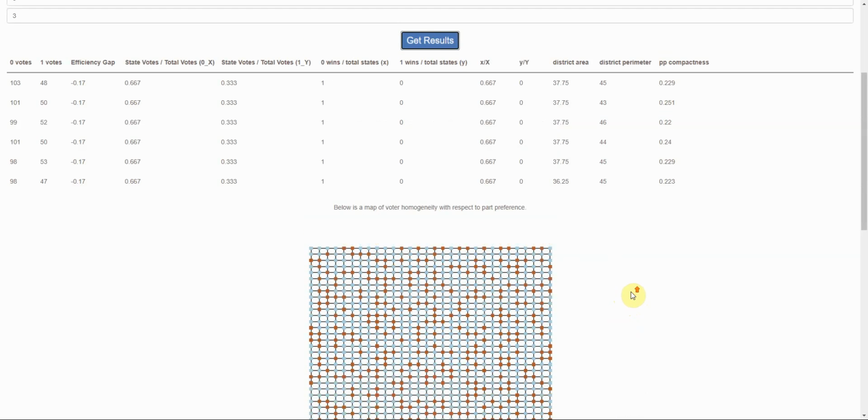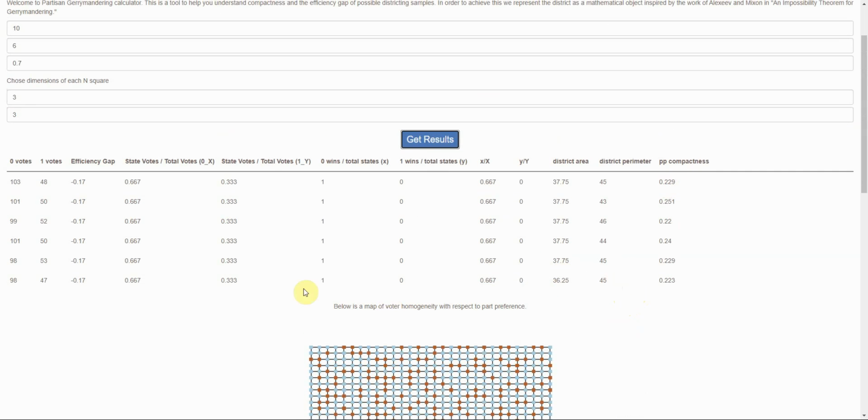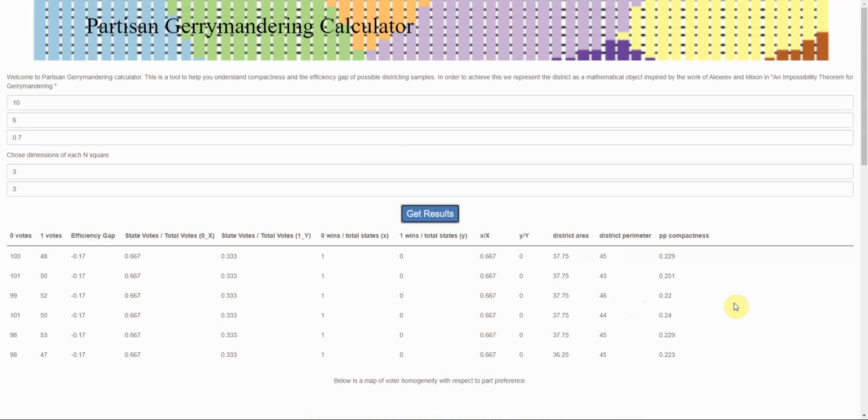If you'd like a more extensive discussion on the variables I'm calculating here and why they are important, please refer to the description. I've included a link to a blog post where I extensively discuss the parameters and why they are important.